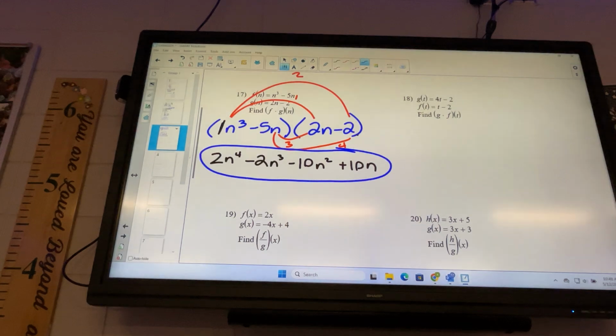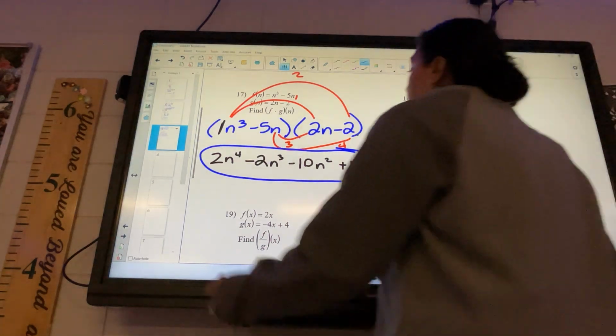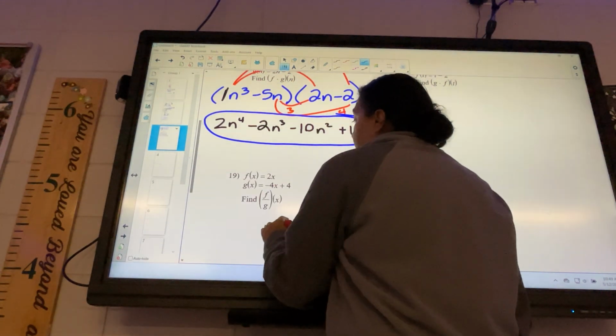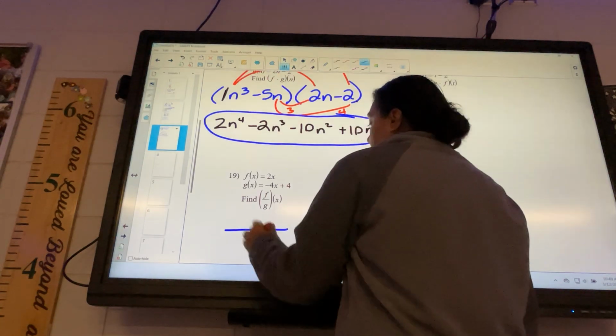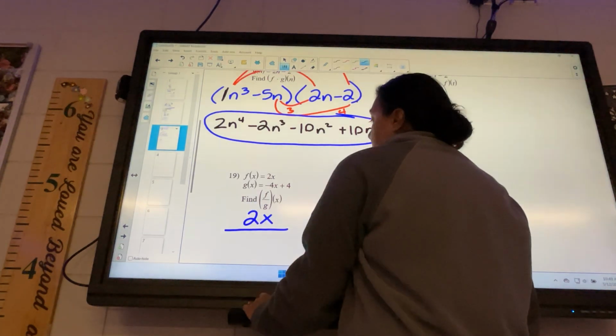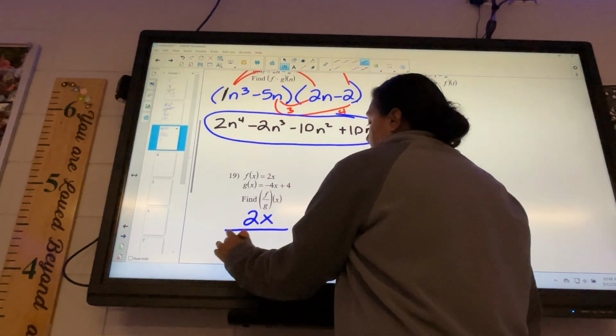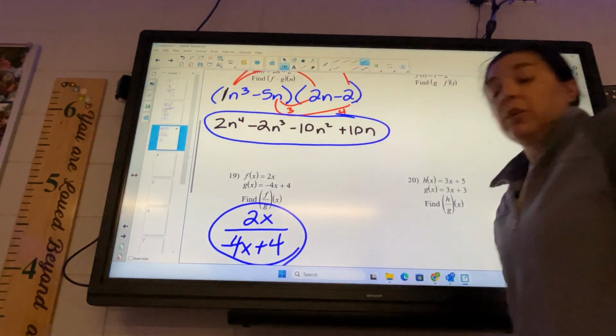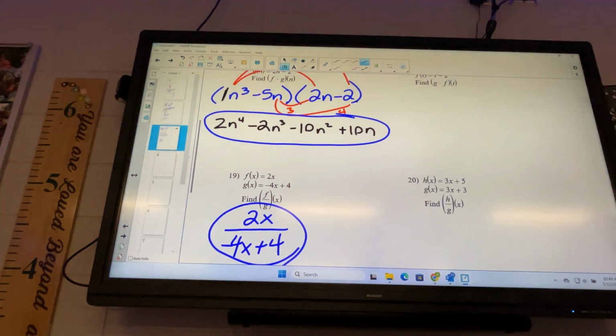Okay, 19, what is the indicated operation? Division, right? So we did 1 addition, 1 subtraction, 1 multiplication, 1 division. The division one is probably the easiest one. It says put f on top. What's my f? 2x. And put g on the bottom. What's my g? Okay, that's the division one.